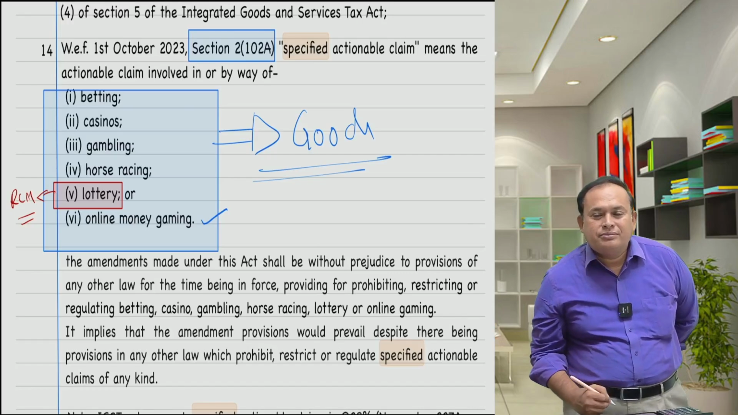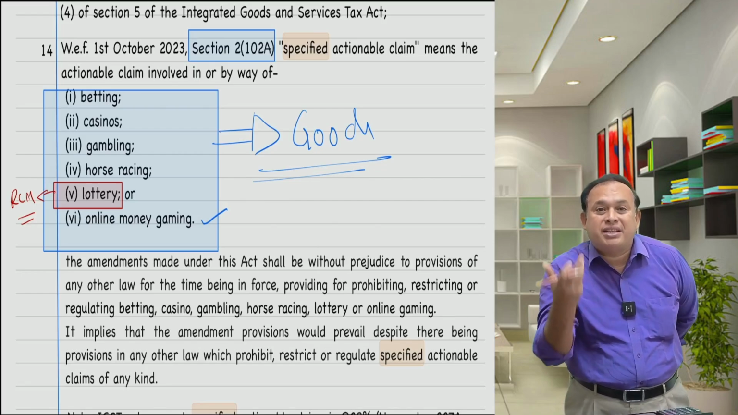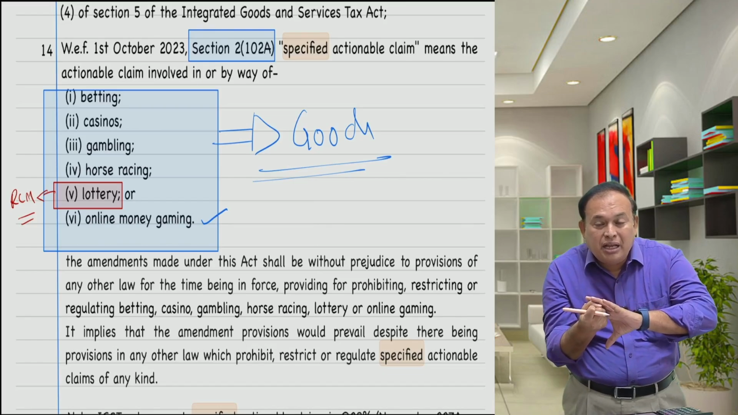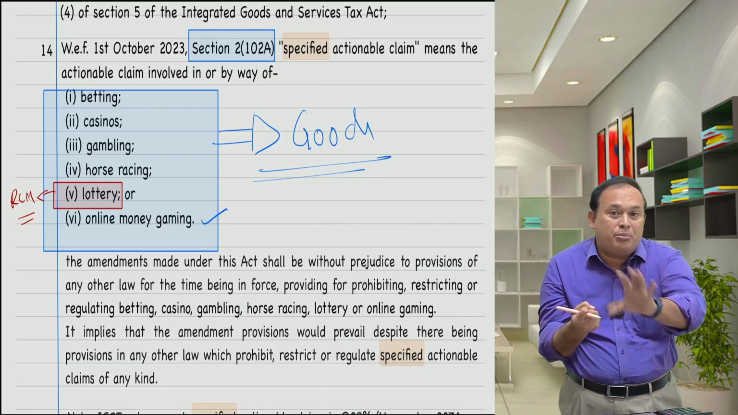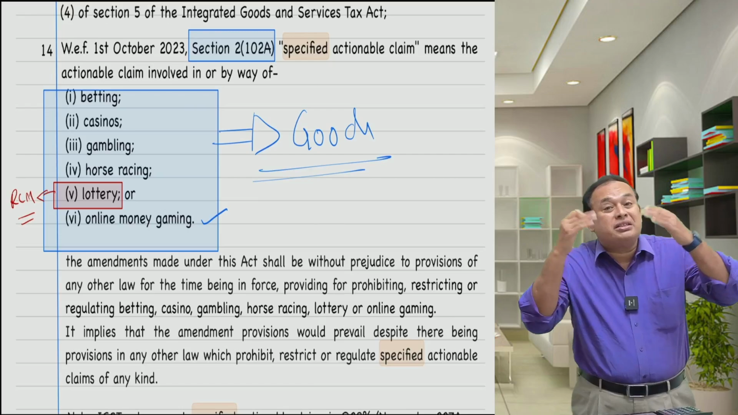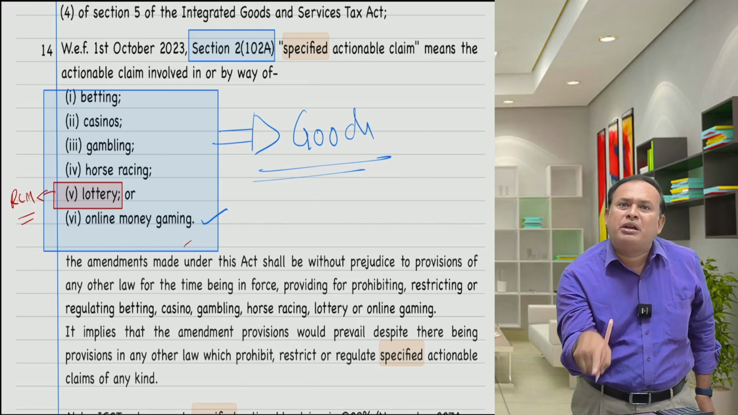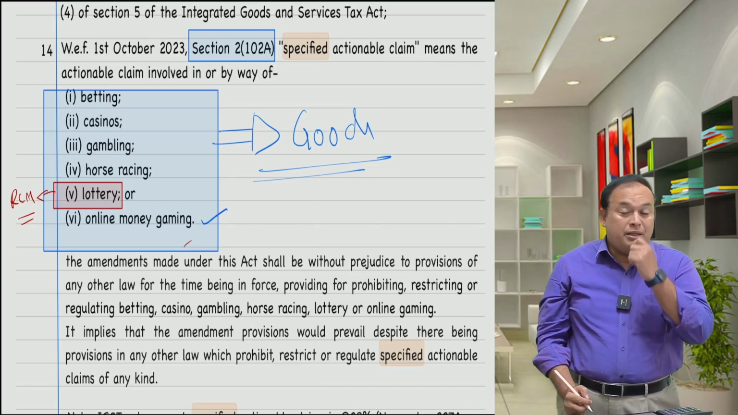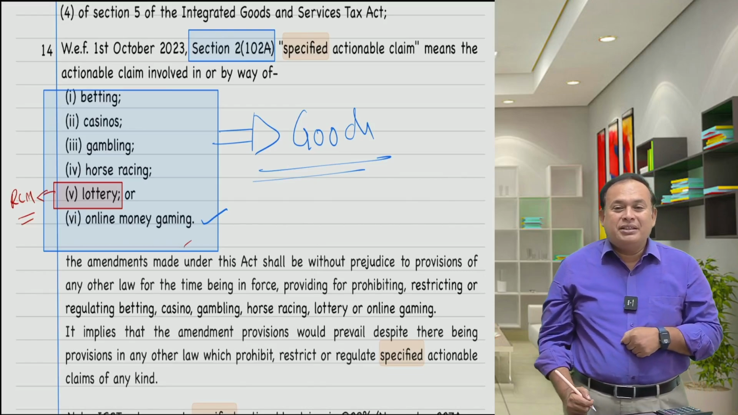Horse racing. The person who conducts the horse racing is a totalizator, namely collecting the bet and giving the amount to the person who was a winner of that particular bet and gaining some amount. In that case, totalizator, supplier, is liable to pay GST. Like online money gaming, who is liable to pay GST? Online money gaming supplier only is liable to pay GST, even though it is import of services. Online money gaming, you have to have a registration in India. You are aware of that. But anyhow, please come back.